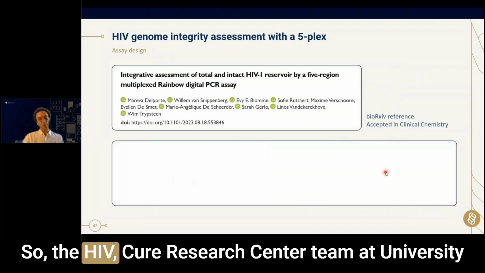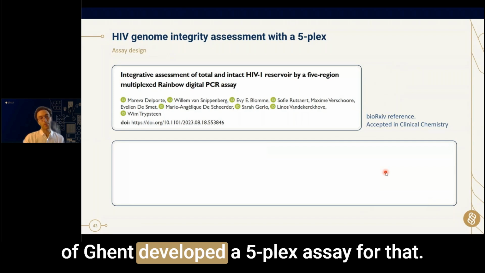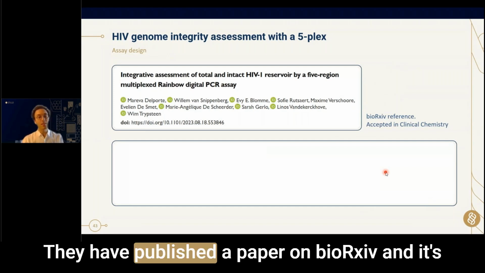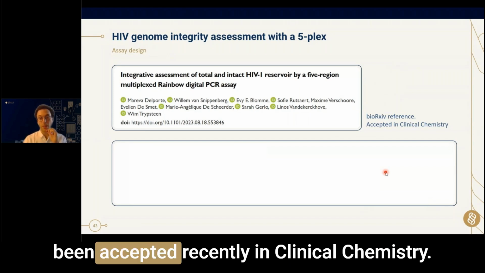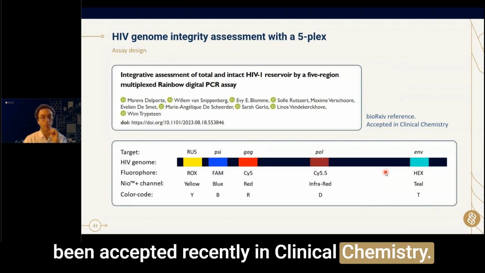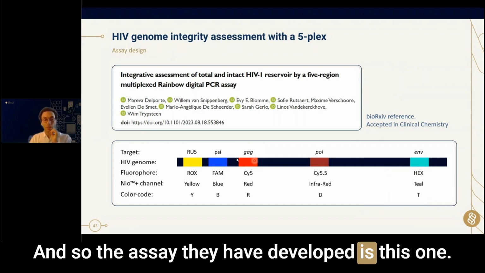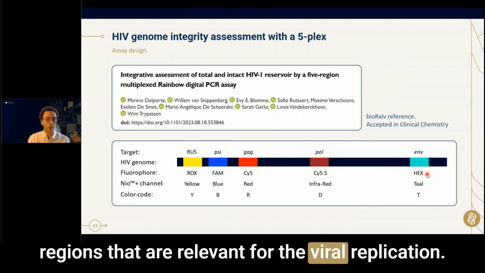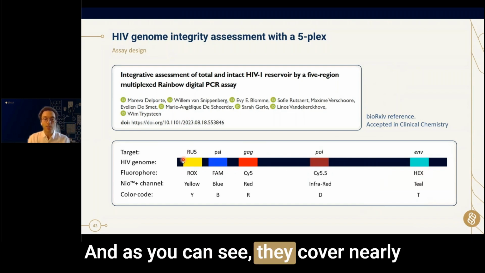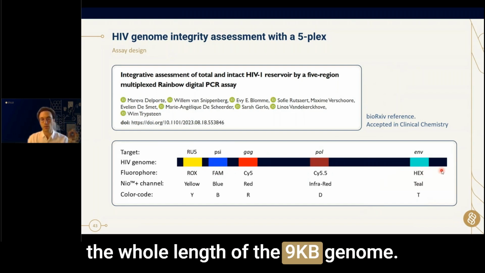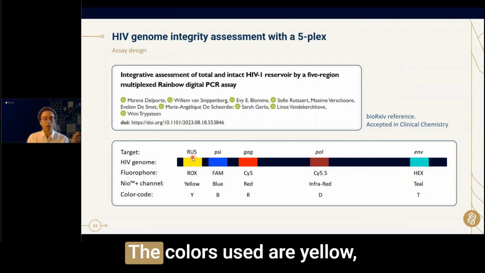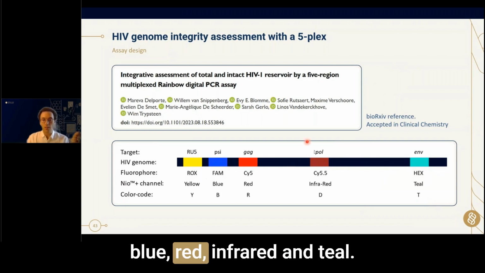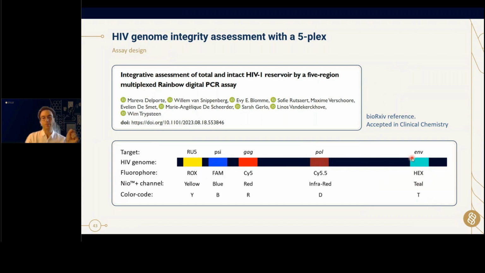So the HIV Cure Research Center team at University of Ghent developed a 5-plex assay for that. They have published the paper on bioRxiv, and it's been accepted recently in Clinical Chemistry. And so the assay they have developed is this one. It targets 5 different regions of the HIV genome, regions that are relevant for the viral replication. And as you can see, they cover nearly the whole length of the 9 kb genome. The colors used are yellow, blue, red, infrared, and teal.